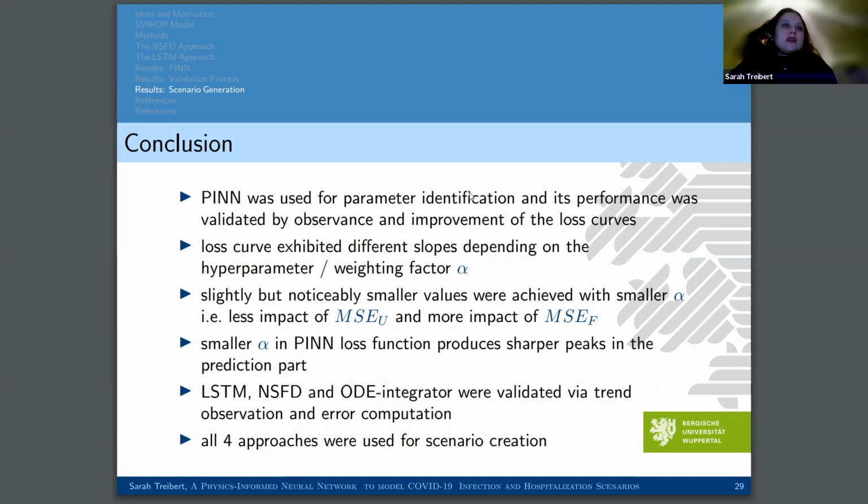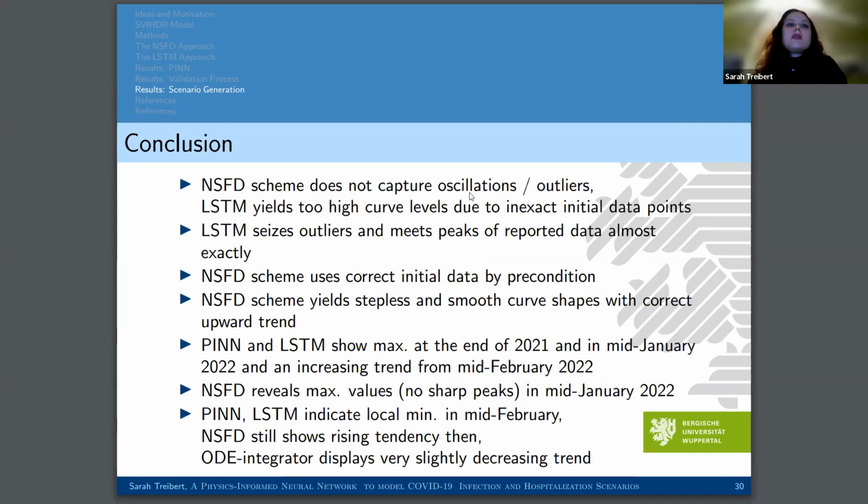And we also found that the LSTM had around 3 times as large error as the numerical methods, which was especially reasoned by that gap in the beginning. Because in other ways it reached those peaks well. So then all 4 approaches were used for scenario creation. And the NSFD did not capture those quite sharp outliers, which the LSTM method did. It kind of sees those outliers and peaks.